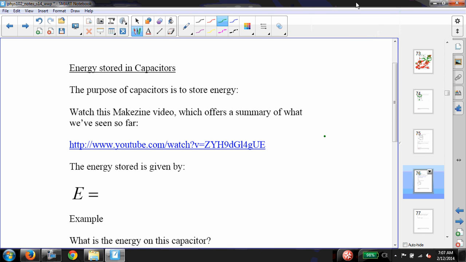All right, so for energy stored in capacitors, remember, one of the primary purposes of capacitors is to store energy so that you can save it and use it later. And that has a ton of applications in circuit solutions to different problems that we might have.